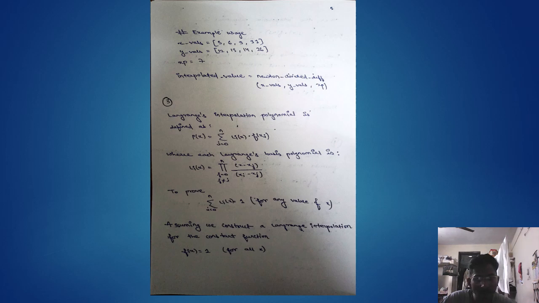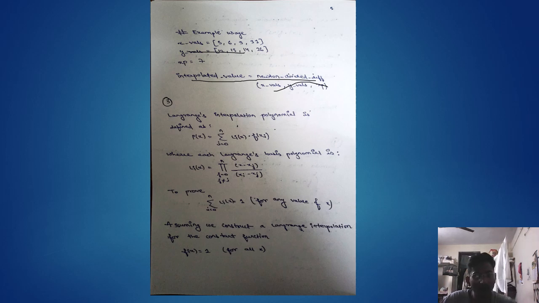And the evaluation of uses: this x value, this y value, and xp is equal to 7. The interpolation value is the Newton divided difference x over y. The third question is: prove the sum of Lagrange coefficients is 1.